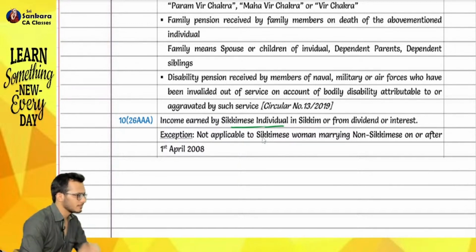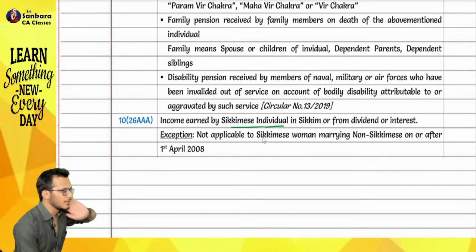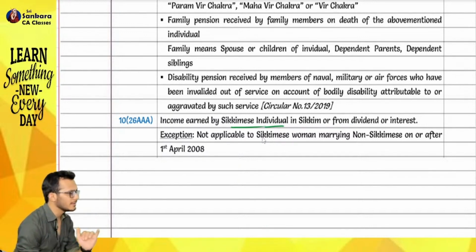Last attempt for exam. Next year amendment has already come into picture. Current year alone, this is applicable, where if you are a Sikkim woman marrying a non-Sikkim male, in that case, it will become not exempted from taxes. This is the last attempt that is happening. You want to know what is happening next year?